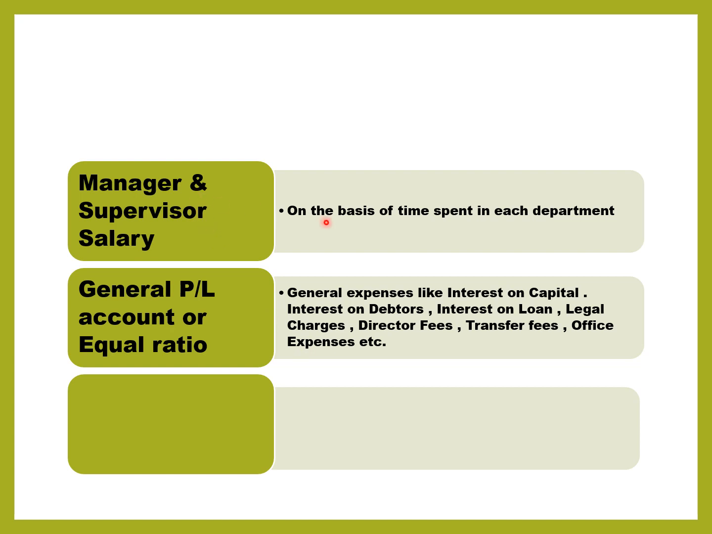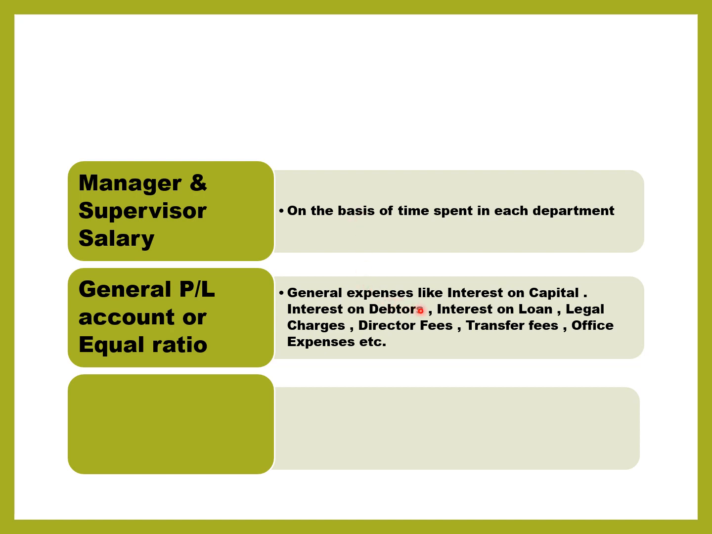Next, for example, you see, students, certain managers, supervisors, they devote their time to all departments. A manager is responsible for overall business. Supervisor supervises all departments. So manager salary, supervisor salary should be distributed on the basis of time spent in each department. So for example, a supervisor has spent 4 hours in department A, 2 hours in department B. So the ratio will be 4:2.